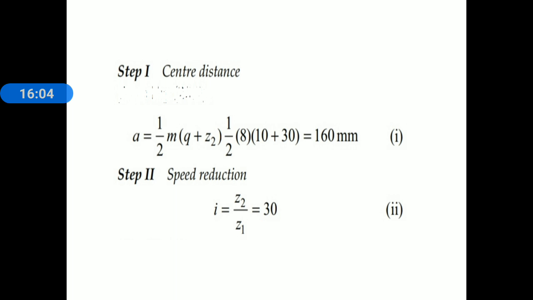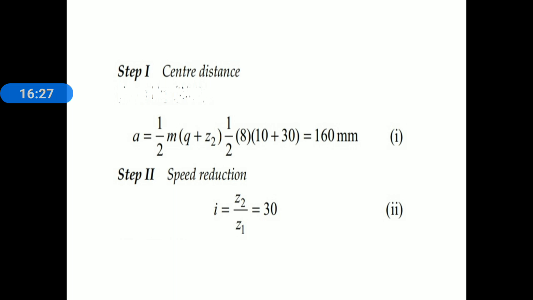We know all the values, so substitute all the values in that relation. 8 by 2 into (Q, 10, plus Z2, 30). Simplify that and we get the center distance between worm and worm wheel, A is equal to 160 millimeter. Consider equation 1.